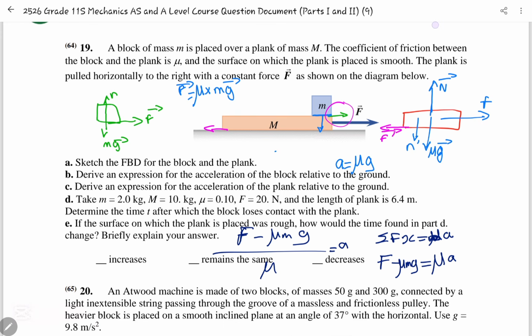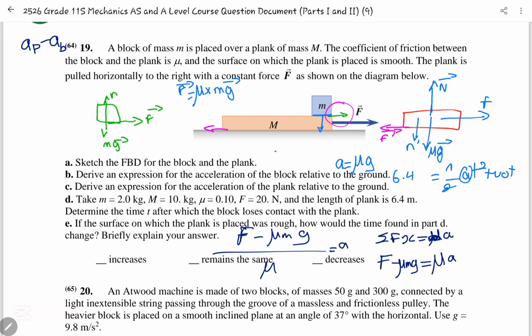Part D, it says take m to be 2 kg, capital M 10 kg, mu is 0.10, F is 20, and the length of the plank is 6.4. They want the time after which the block loses contact with the plank. Basically, when the block loses contact with the plank, it would have gone through the whole length of the plank. So we need to do delta x is equal to 1 over 2 at squared plus v0t. Delta x is the length of the plank, which is 6.4, but now the acceleration is very important. It's going to be the acceleration of the plank relative to that of the block, so ap minus ab.